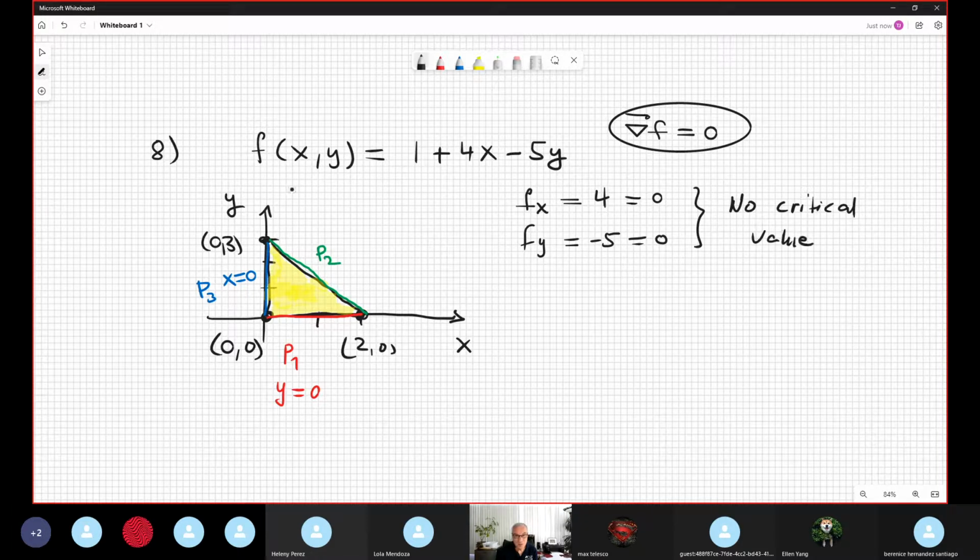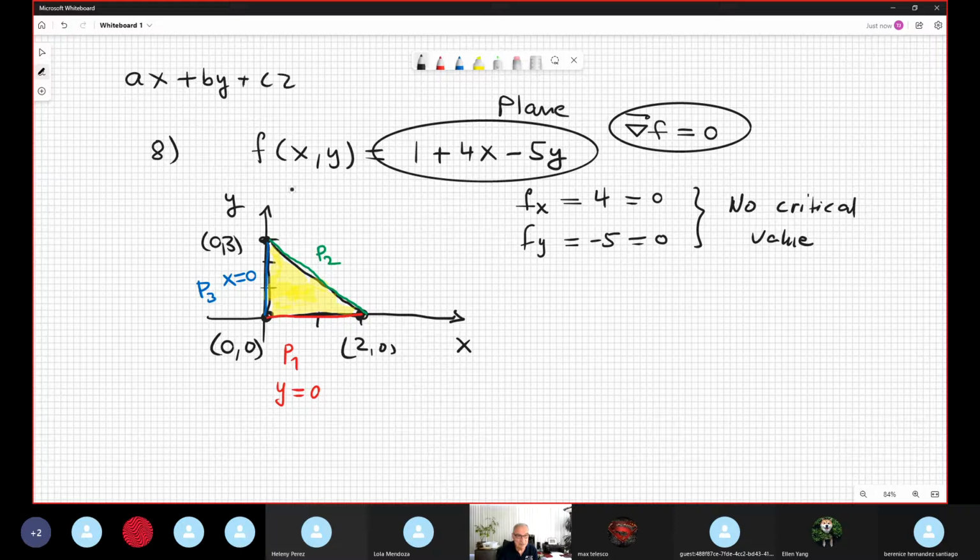Why? Because this surface that we are working with is super easy. It's a plane. You see it's a plane, right? Remember the typical equation for the plane: ax plus by plus cz equals d. So you have x, you have y, and f of x is equal to c. It's a plane, you see, it's flat. So if it's flat, we have no peak of the hill, we have nothing. So now, no critical value.